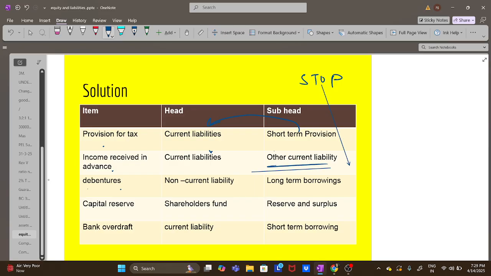Then debentures. Non-current liability. It's not given that it is to be matured in the current period, so we take it as non-current liability, long-term borrowing. Capital reserve comes under shareholders' funds, which comes under reserves and surplus. Bank overdraft comes under short-term borrowing, which comes under current liability. You may put the head first, then the subhead, but follow the same sequence. Make a table and then write the answer for this.